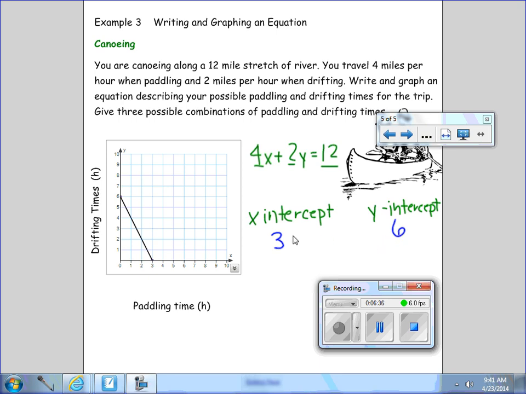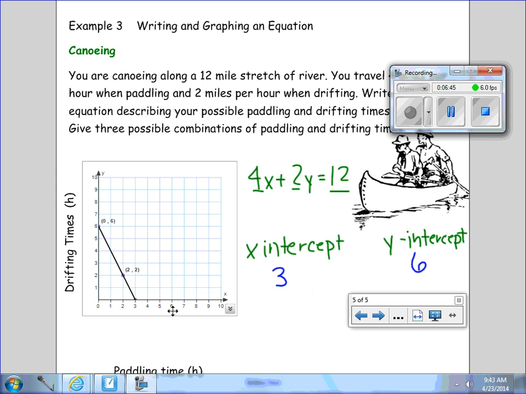Now, it's in your directions, it's asking you to give 3 possible combinations of paddling and drifting times. So our 3 possible points are (3, 0) and (0, 6), and again we plotted a point where we could see they cross the axes, which would be (2, 2). So 3 points on the graph are (0, 6), (2, 2), and (3, 0).